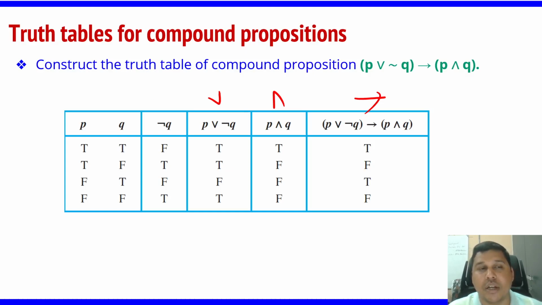Why are we learning this construction of truth table? Because there are concepts like logically equivalent and PCNF, PDNF. We need to always solve them using the truth table concept.